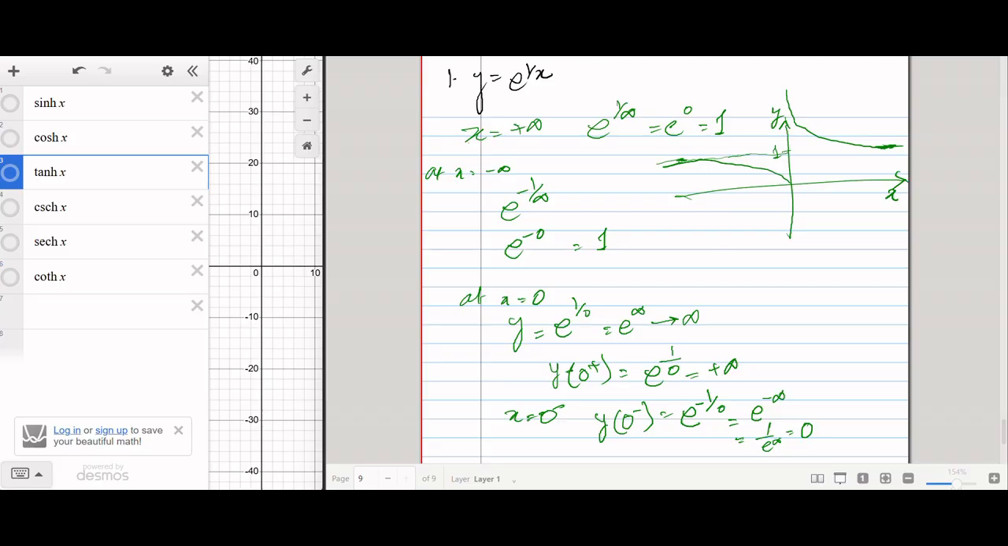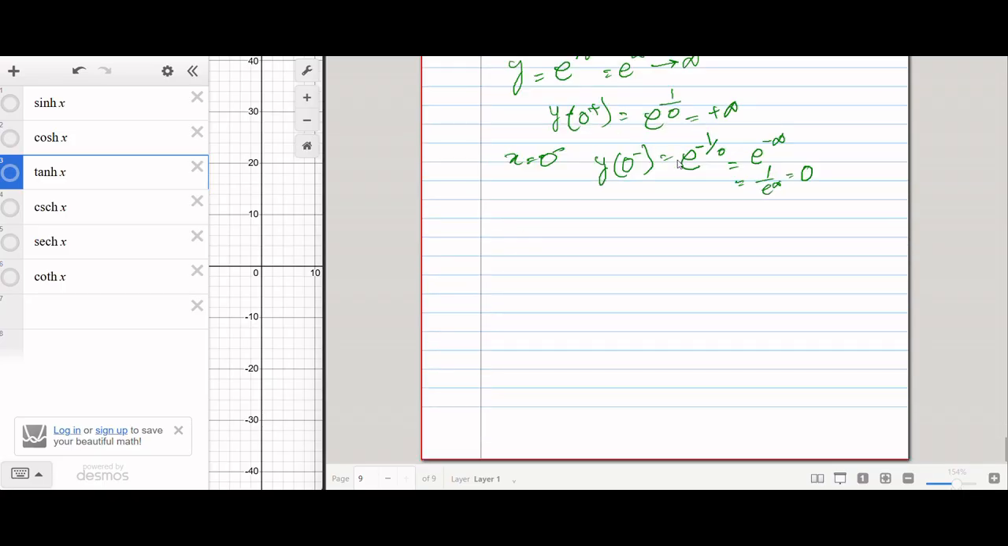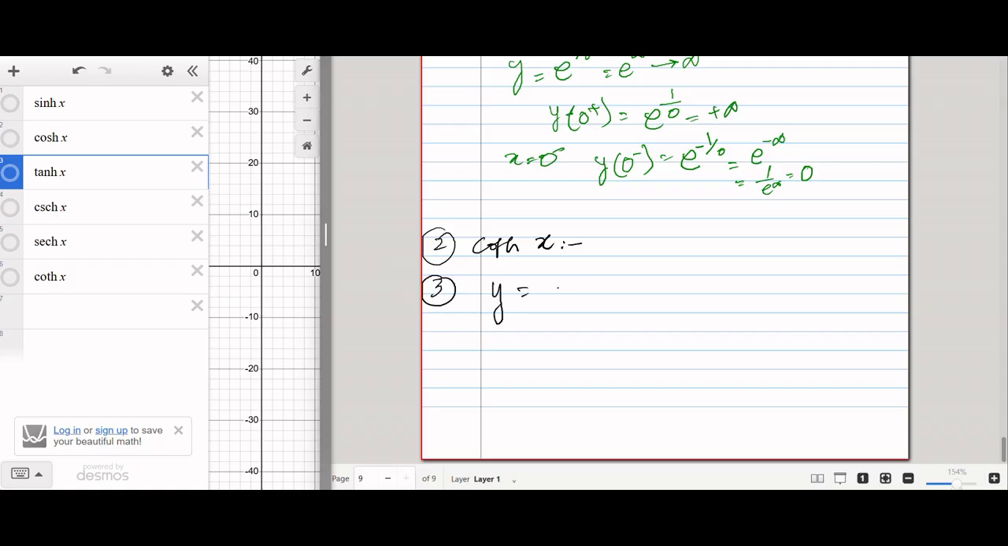Now a similar example, which I will do in the next video, you can take it up as homework, is that of coth x. Okay, do it as homework. Another example would be that of y equals (x minus 1)(x minus 2) by x, and also y equals 1 by x squared minus 1 by x cubed.